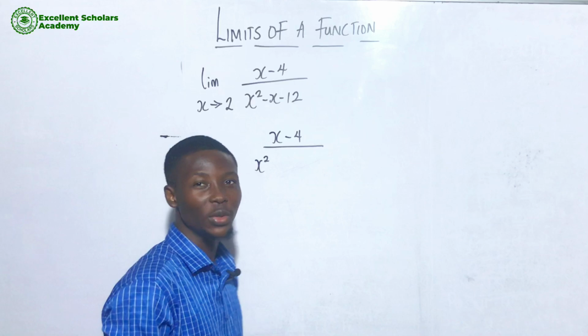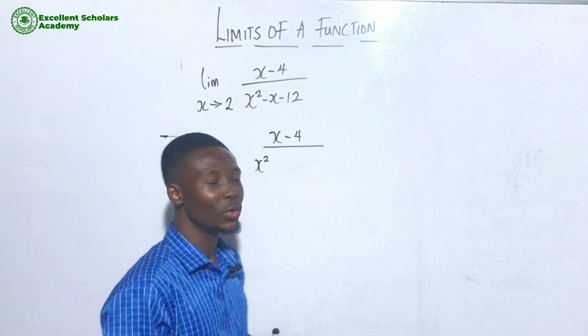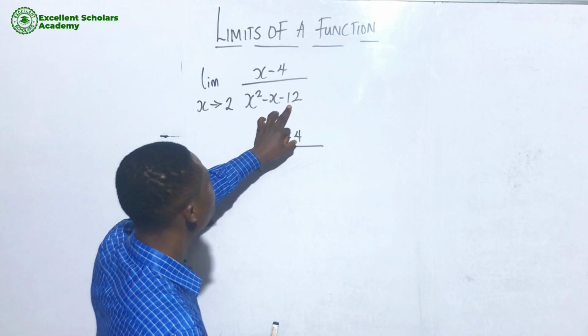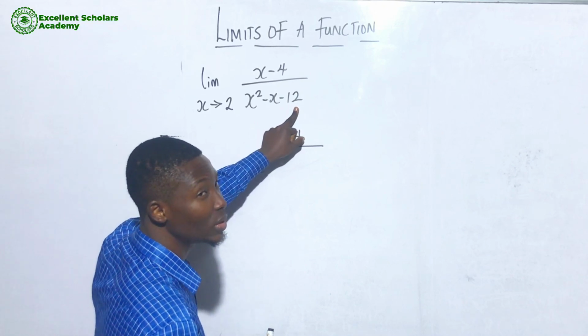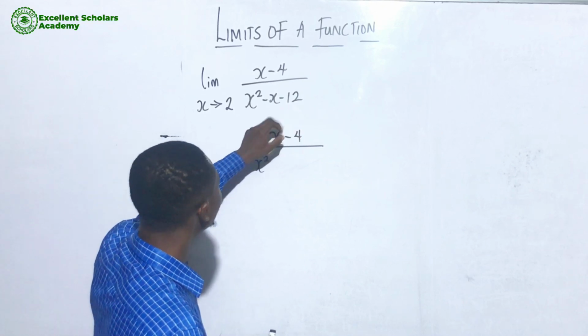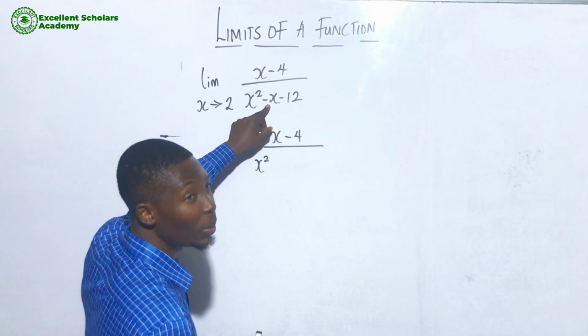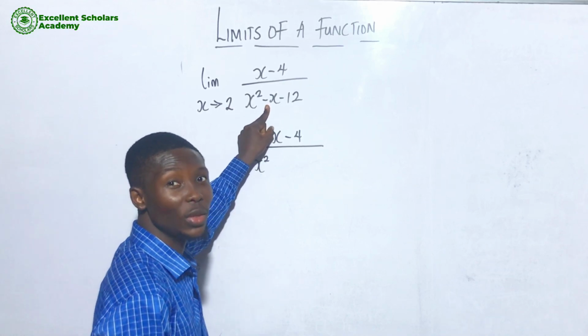You can pause the video for a second and think about that. So what numbers will you multiply to get minus 12, and then if you add, you will get minus 1? What do you think those numbers are?